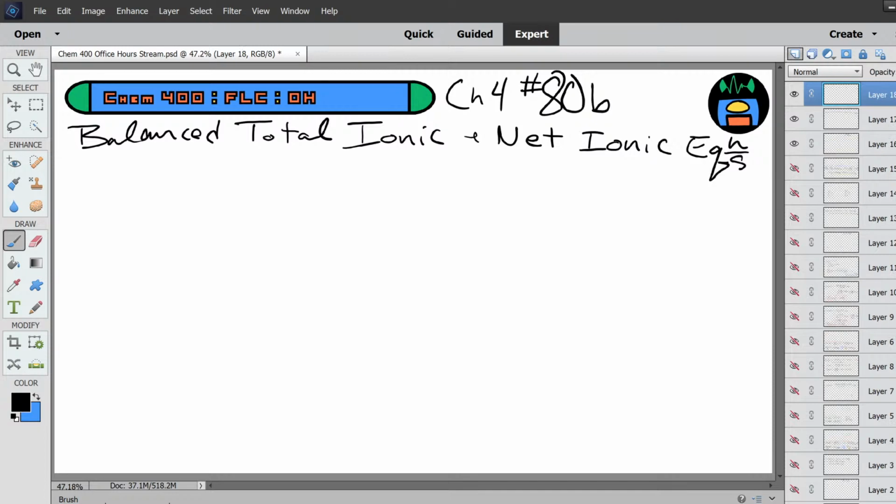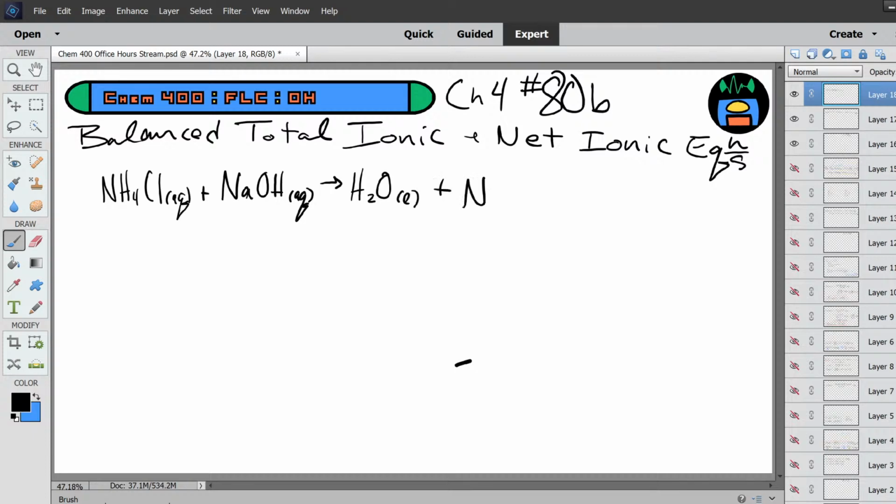So let's take a look. 80 part B. All right, here we have aqueous ammonium chloride plus sodium hydroxide, also in the aqueous phase, producing liquid water plus ammonia gas plus sodium chloride, aqueous.